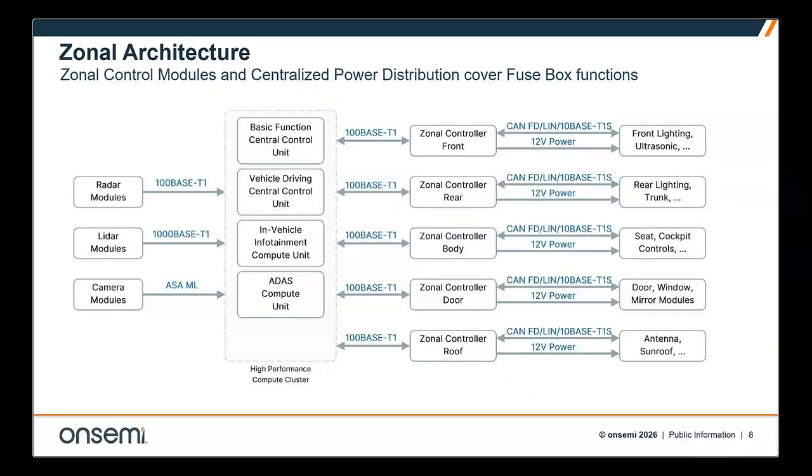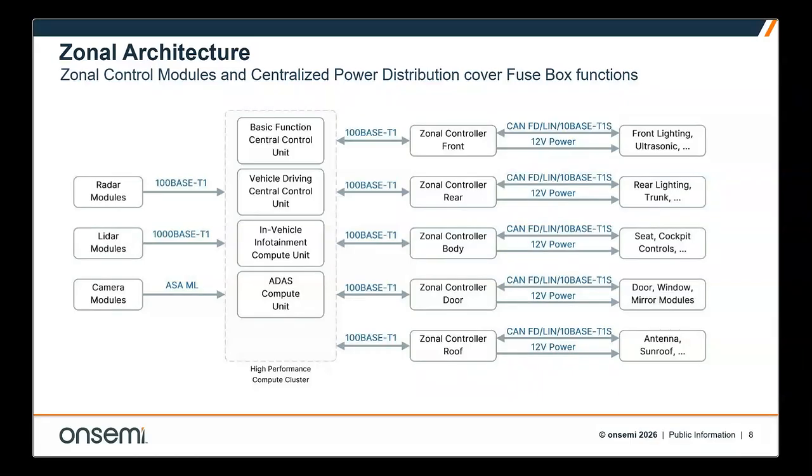What's key here is the split between what's decentralized and what stays centralized. Power distribution moves out of the zone, closer to the actual loads, but the processing and the decision-making are still centralized in high-performance computing. So this gives you the best of both worlds: shortest wires and fast response times at the edge, with unified intelligence at the core.